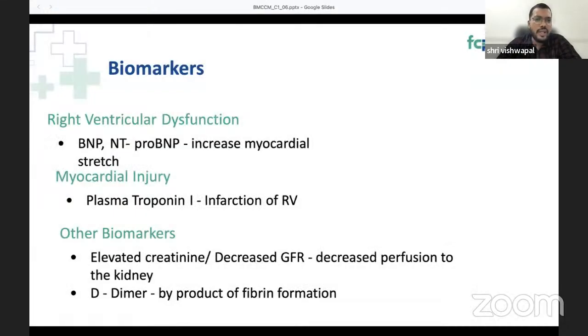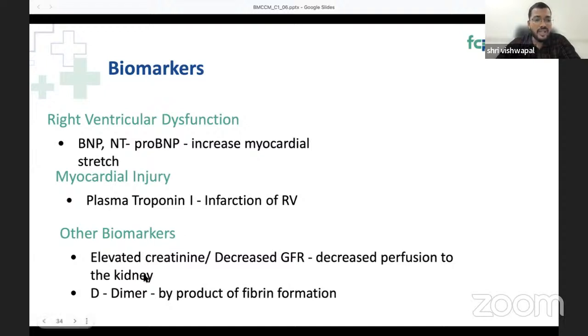So other biomarkers mentioned here for right ventricle dysfunction are BNP and NT-proBNP, which have been used and indicate there is increased myocardial stretch. If there is increased myocardial stretch, brain natriuretic peptide and NT-proBNP can be checked. In case of infarction in the RV, you could use plasma troponin. Troponin can be used as a biomarker.